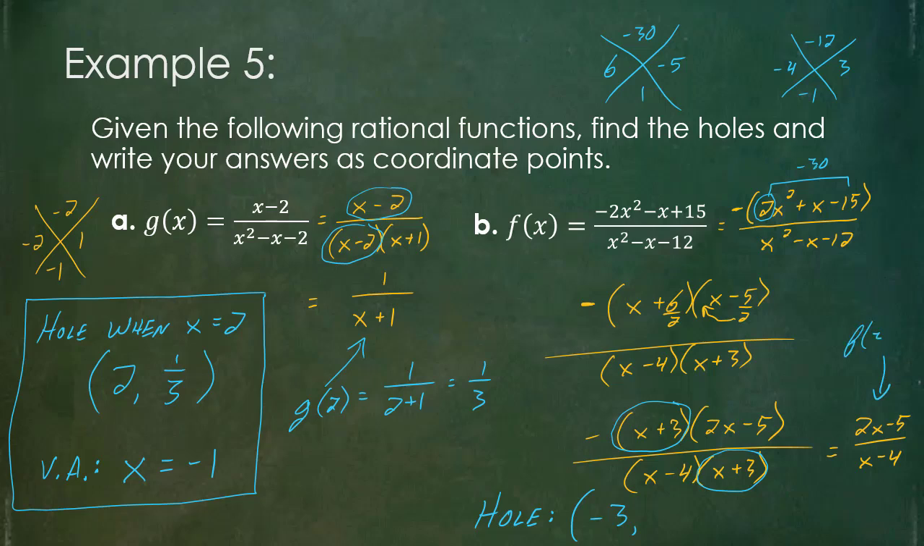And then I would just plug negative 3 into this equation right here, the reduced version. If I plug 3 into that, I'd end up with 2 times 3 is 6 minus 5, so on top a 1. And then on the bottom, 3 minus 4 would be a negative 1. So I could just rewrite that as negative 3 comma negative 1, since 1 divided by negative 1 really is just negative 1. So that one was able to reduce a little bit. So there's how I would find the hole.